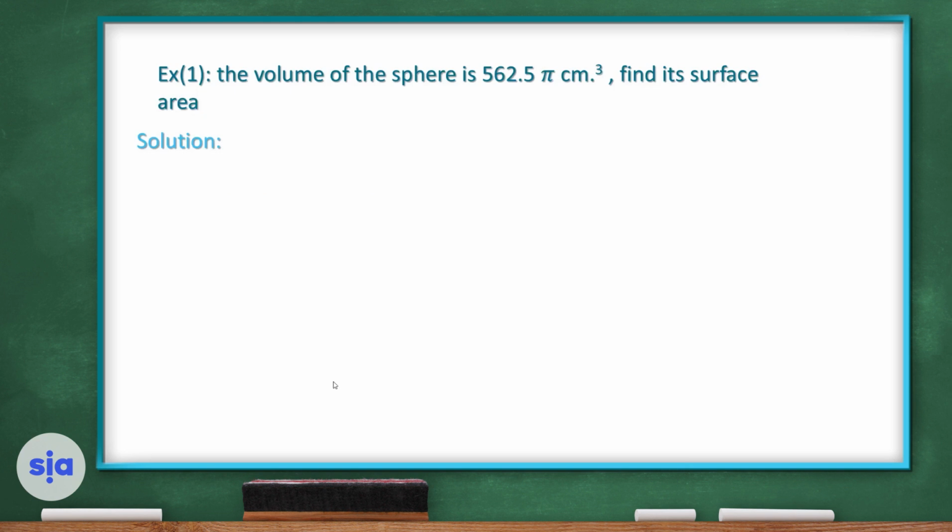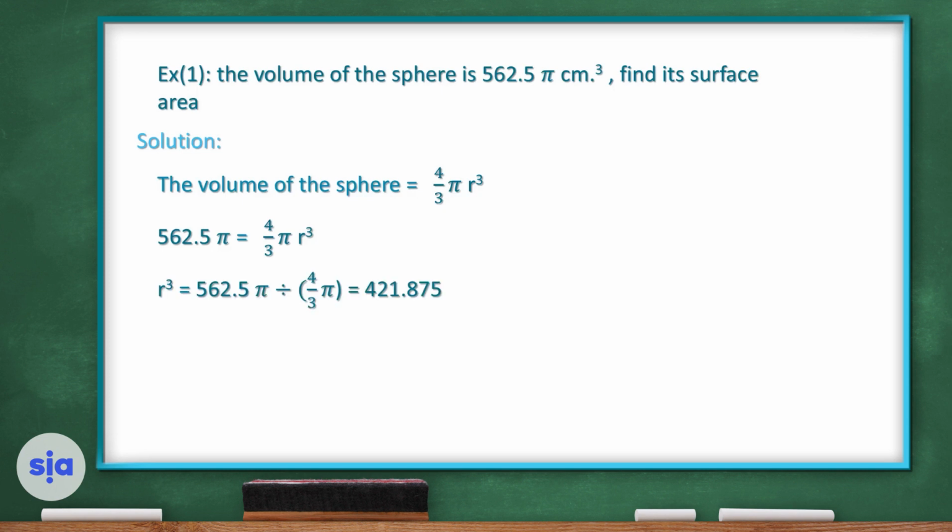Exercise number 1. The volume of a sphere is 562.5 pi centimeters cubed. Find its surface area. As long as the volume is given, the volume of a sphere is 4/3 pi r cubed, which is equal to 562.5 pi. If you divide by 4/3 pi, then r cubed is 421.875. To find the length of the radius, you take the cubic root. So the radius is the cubic root of this number, which is 7.5 centimeters.